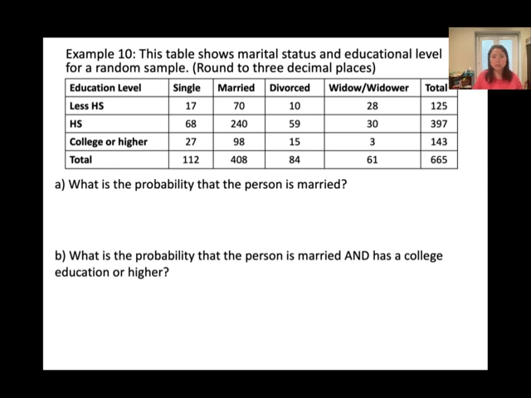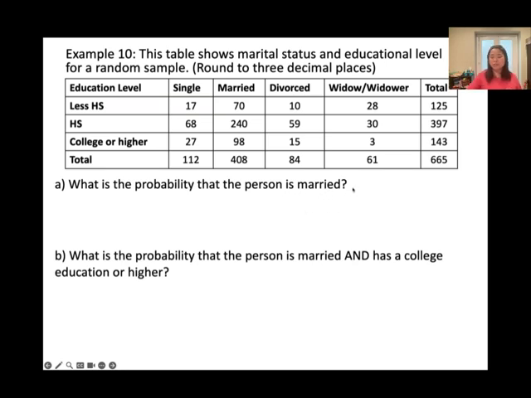Example 10. This table shows marital status and educational level for a random sample, to 3 decimal places. So you're going to see the table here. That's a two-way table, and then you do have a grand total in here. What is the probability that the person is married? Okay, this is the basic probability, right?